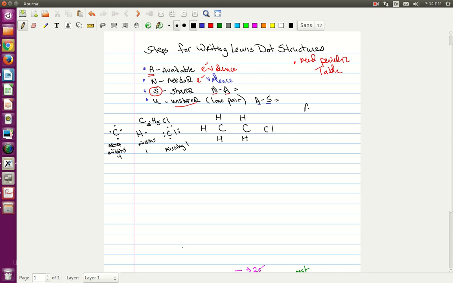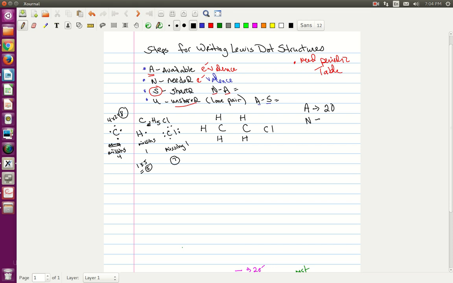Now, let's count. How many electrons are available? Okay, there are 2 carbons. It has 4 valence electrons, so 4 times 2, 8 valence electrons from the carbon. Hydrogen has 1 valence electron, so 1 times 5 is 5 valence electrons from the hydrogen. And chlorine has 7 valence electrons, so 7 total. So add that all up together. 8 and 7 is 15 plus 5. We have 20 valence electrons available to use.